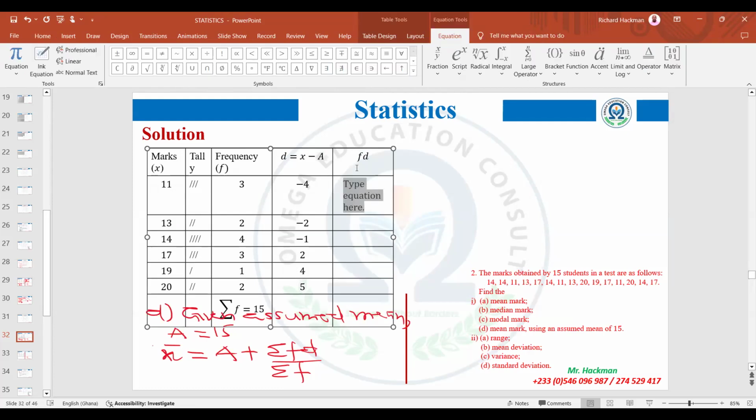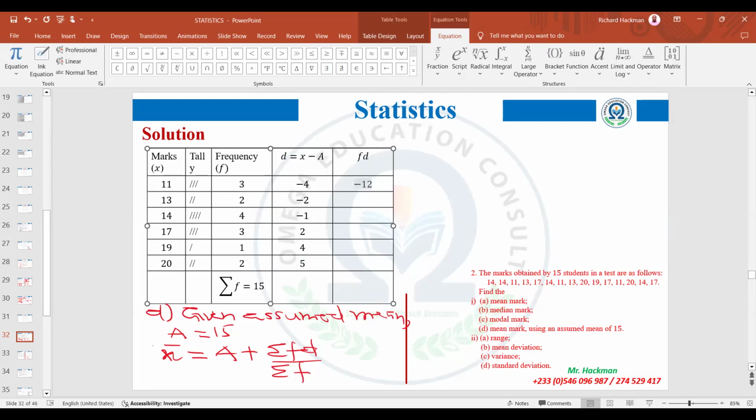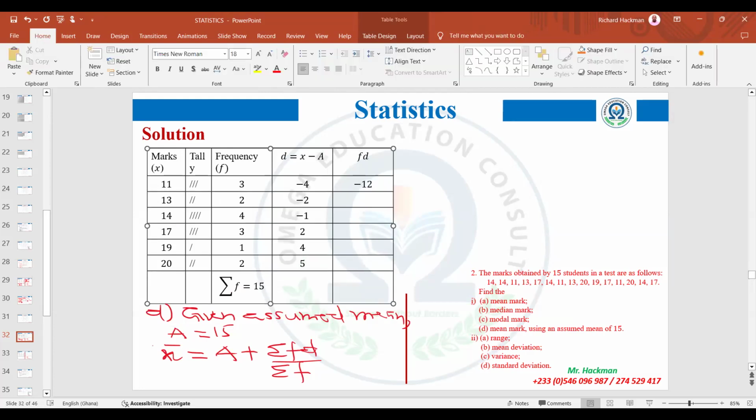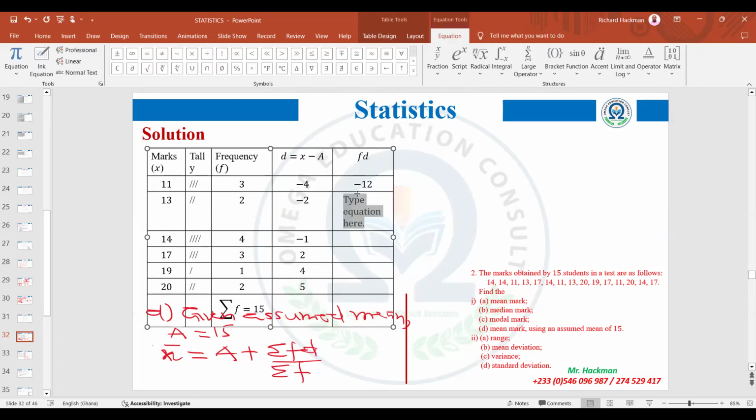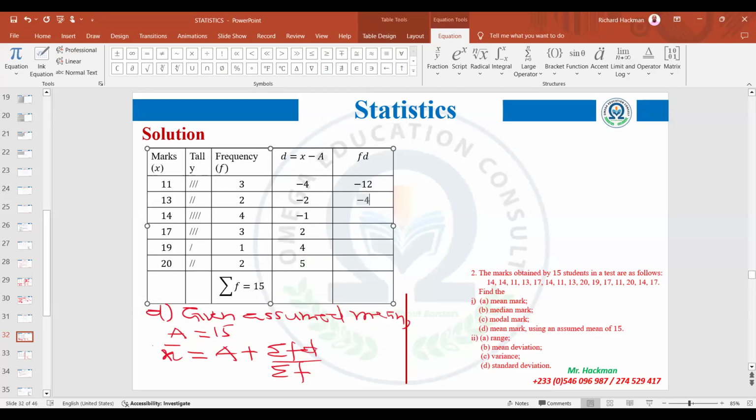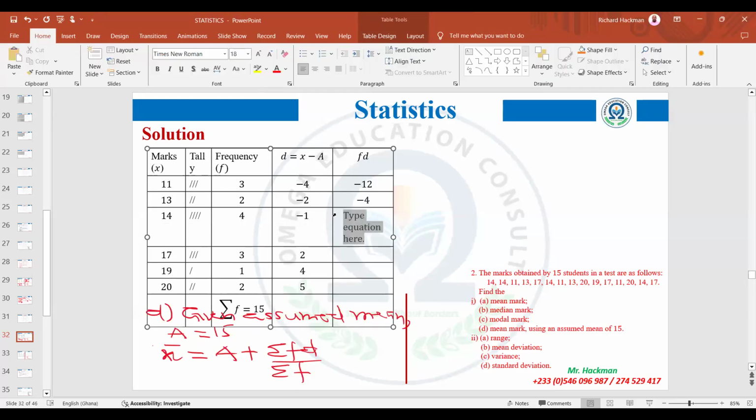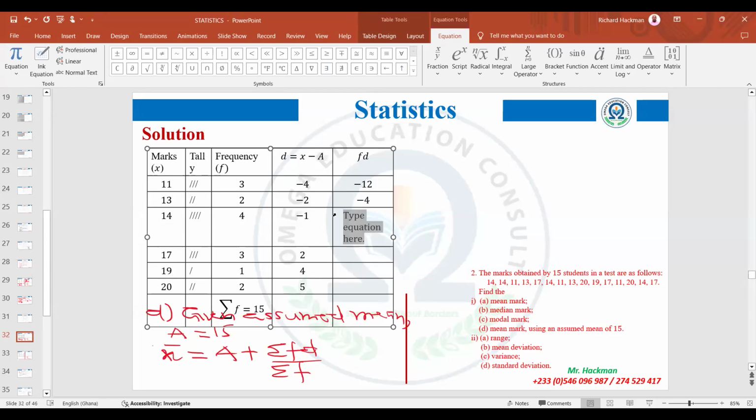Now you have F here, D here. So in this row, you are going to get 3 times minus 4, and that will give us minus 12. Am I right? I hope you are following. Then this one will give us F times D, so it will be 2 times minus 2, which gives minus 4. The next one: 4 times minus 1 gives minus 4.